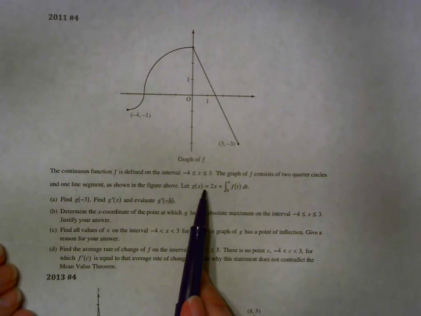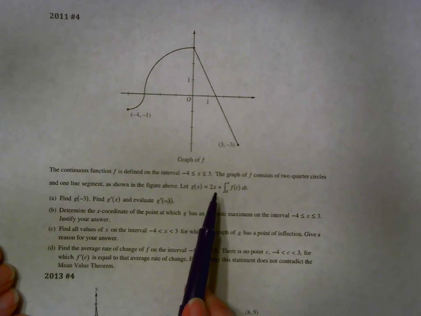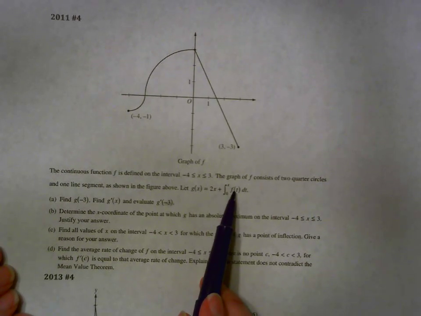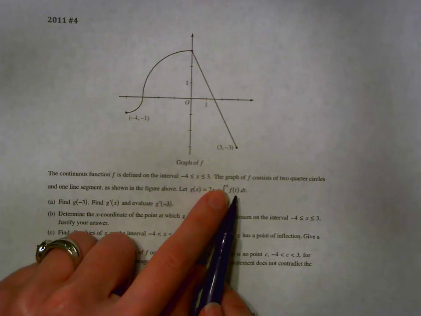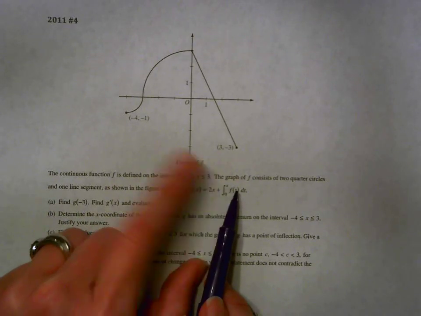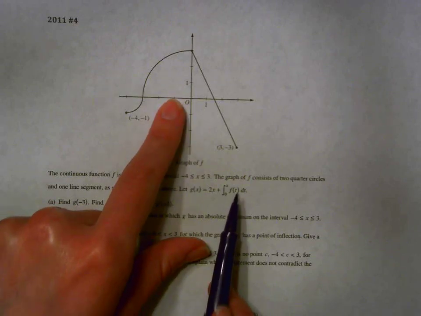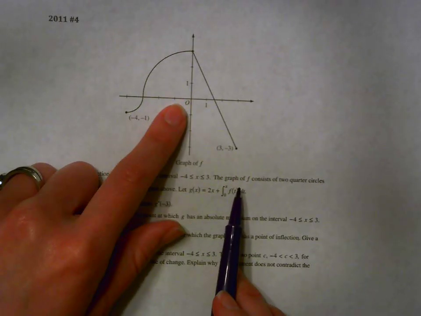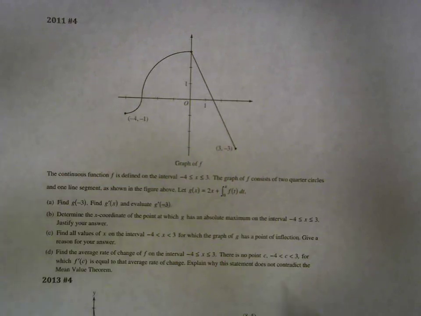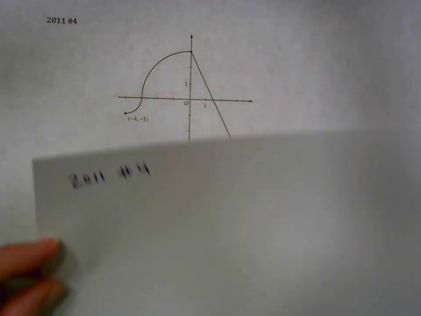Then let g of x be defined as 2x plus the integral from 0 to x of f of t. They just changed the variables, so those aren't both x's, but this is still the same. They're integrating f, which is this graph here. F of t and this graph of f are the same. The variable doesn't matter, x or t. Okay, part A says first find these 3 different things. So let's first find g of -3. I might write on the graph, but most of my work's going to be on another sheet of paper.